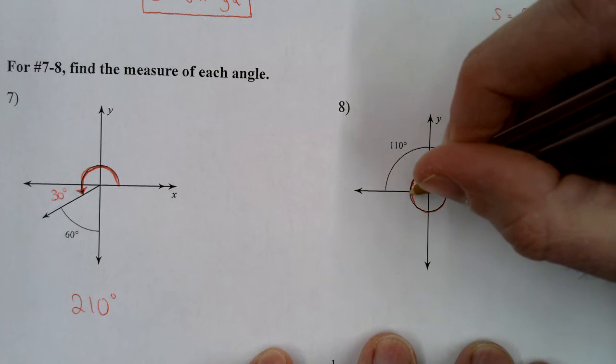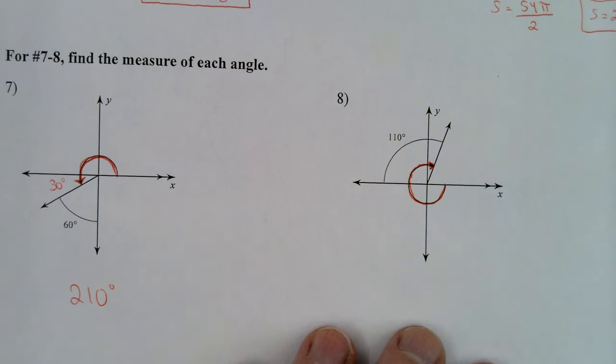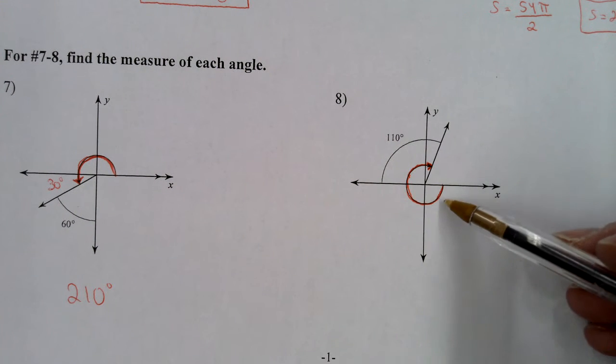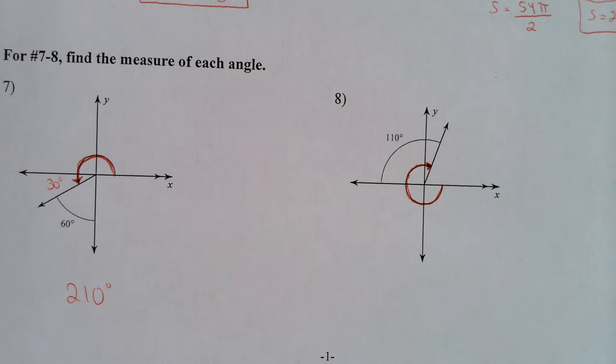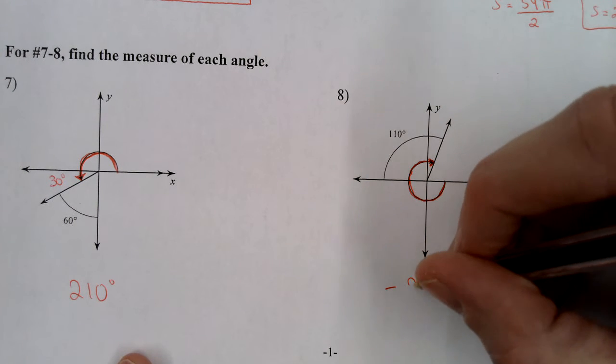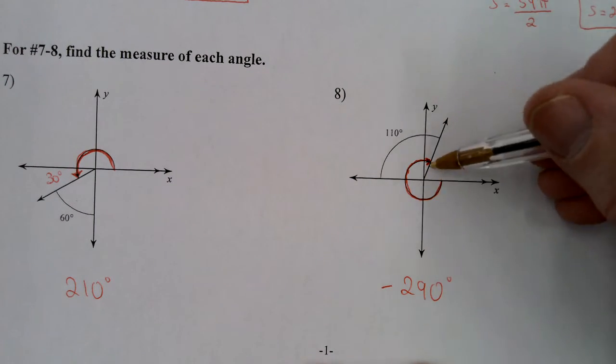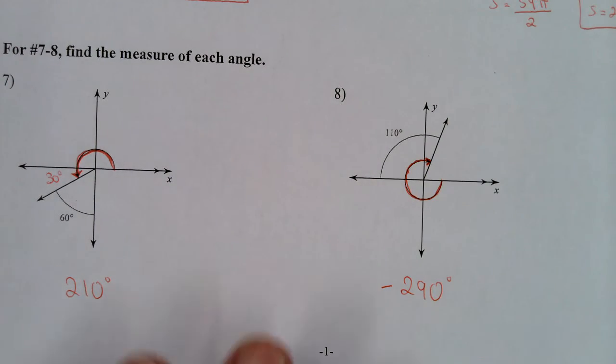Number 8, you're looking for this angle right here. It's a negative angle, so it's going to be negative 180 and then minus 110. Negative 180 and another negative 110, so negative 290. Okay. Negative 180 and then negative 110, negative 290.